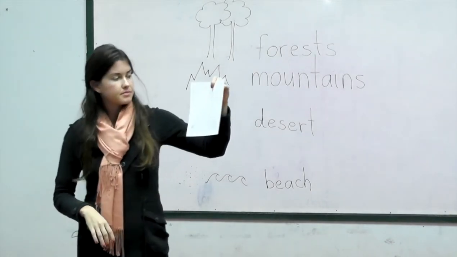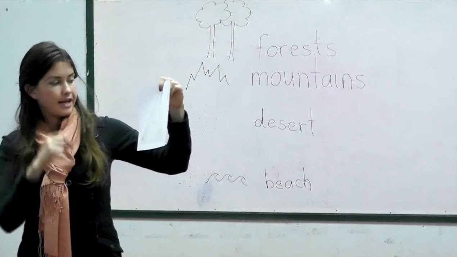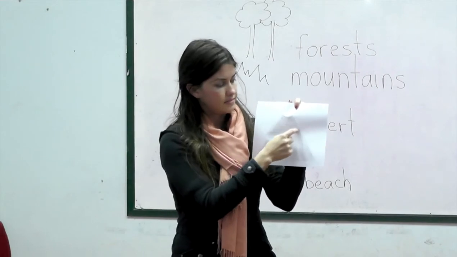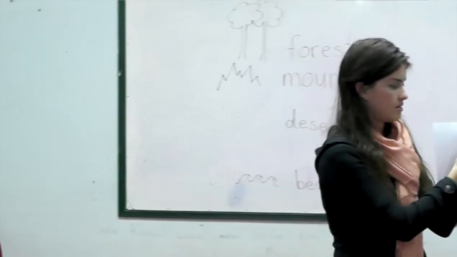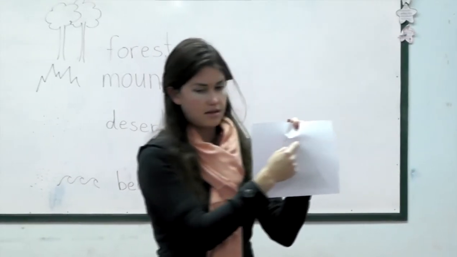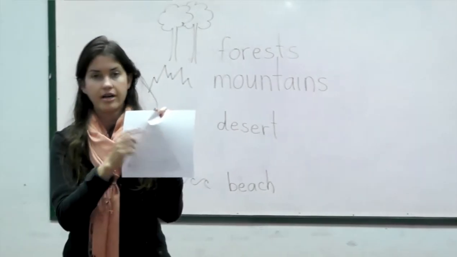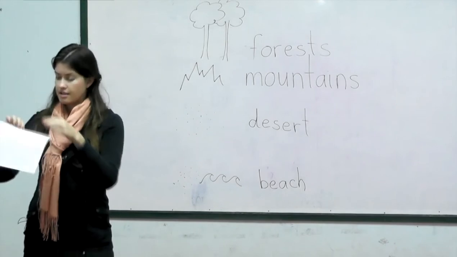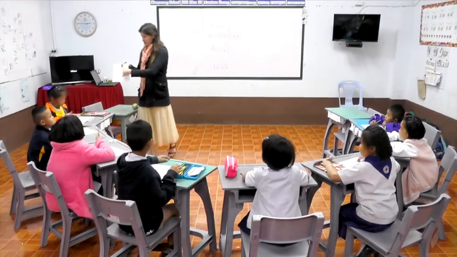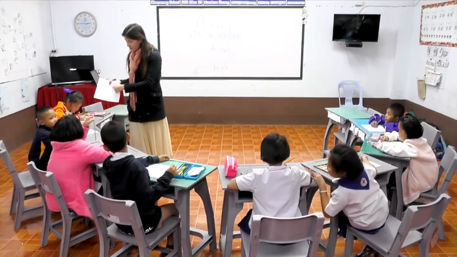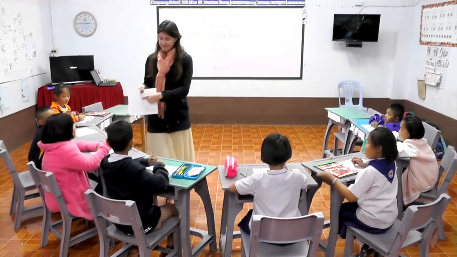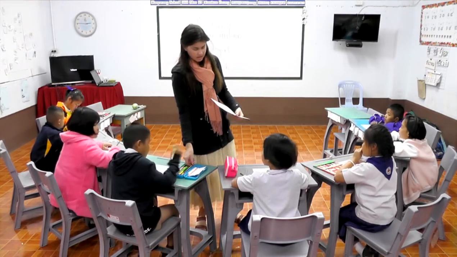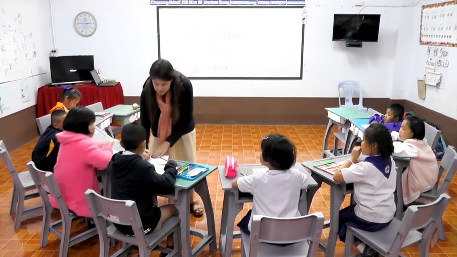Everybody got their paper? First we're going to write. So first, right here, this continent is called Africa. And on the Africa continent, we're going to write the word desert. On this one right here, you're going to write desert. Yep, you're going to write desert. I'll trace it for you so you can see.